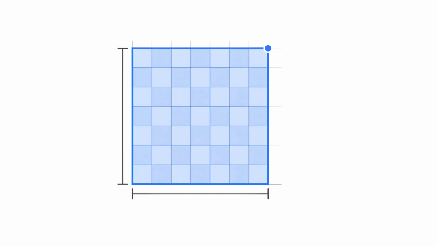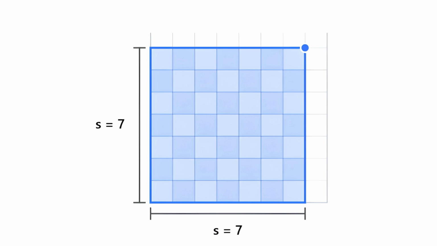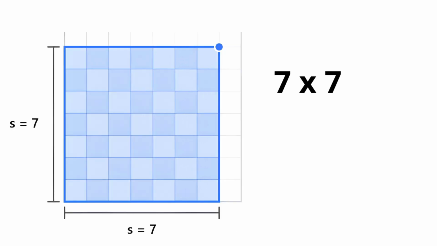Look carefully at this grid. There are 7 squares across and 7 squares down. How many small squares are there altogether? Remember, you don't need to count every square individually. 7 times 7 equals 49. So, there are 49 small squares. We can also write this as 7 squared.